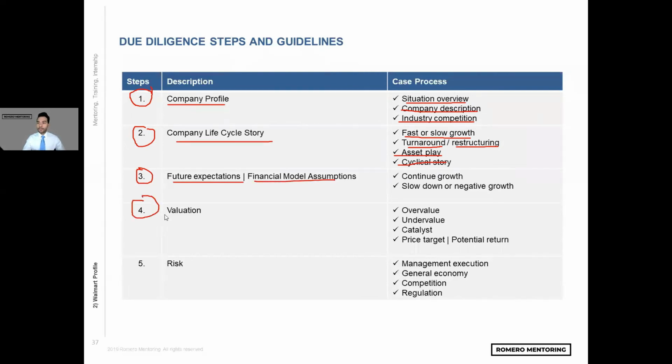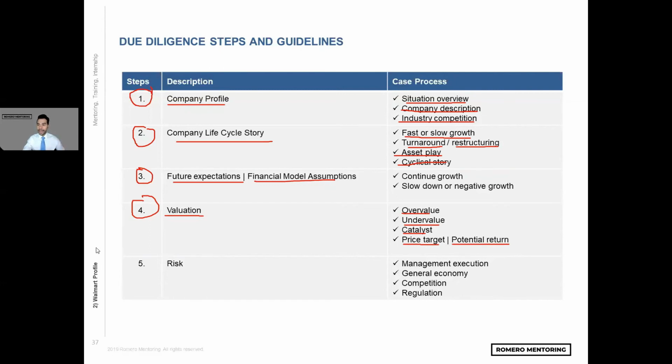Number 4, valuation. This is now where you begin to apply more technical work like a DCF analysis, comparable company analysis, to determine if the stock is undervalued or overvalued. What is the catalyst that may take the price higher or lower? And then, of course, provide your price target and potential return based on your recommendation.